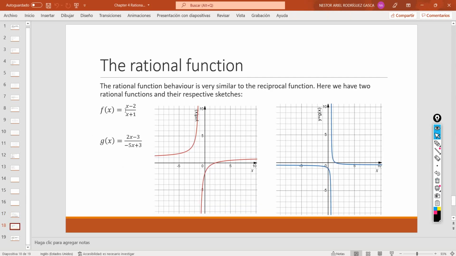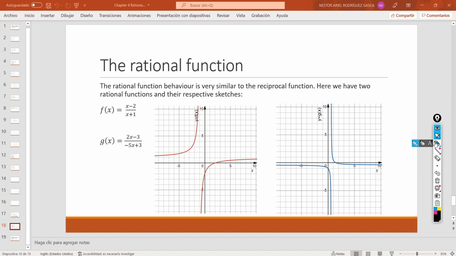Okay, the rational function. The rational function behavior is very similar to the reciprocal function. Here we have two rational functions, f and g, and their respective sketches. So look at the graphs. Well, they're not sketches, they're actually the graphs. This is the function f, rational function. As you can see, we are dividing a linear function over another linear function, and you get this, right? We have the same behavior as with the reciprocal function.